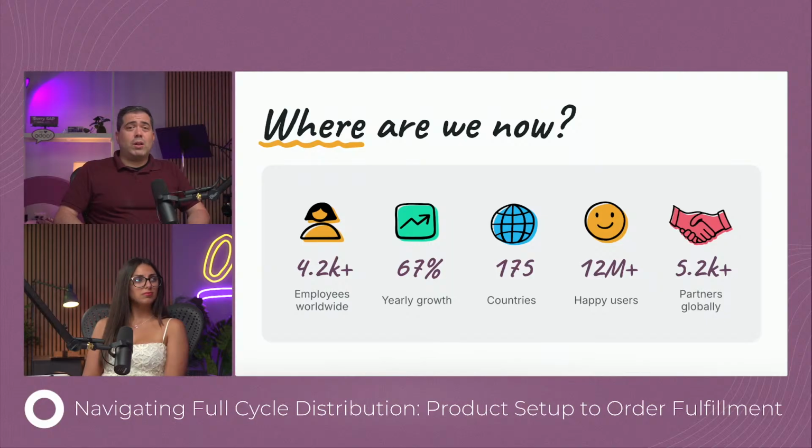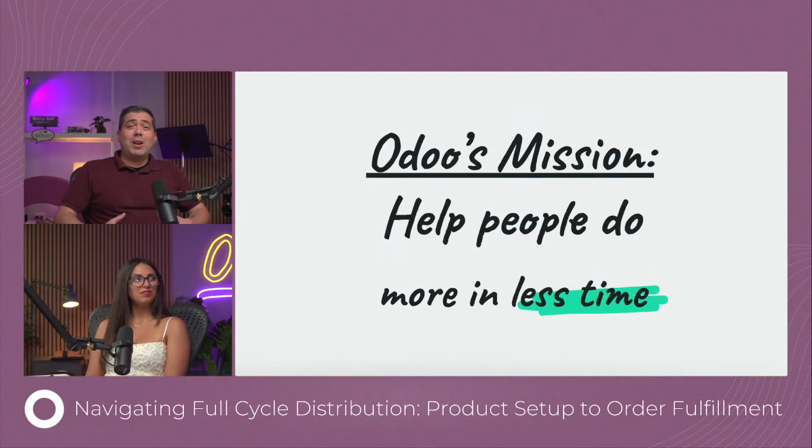And so right now, Odoo has more than 4,000 employees worldwide. We have 67% year-on-year growth in more than 170 countries around the world, 12 million happy users, and more than 5,000 partners globally. And what is Odoo's mission? Well, it's to help people to do more in less time.